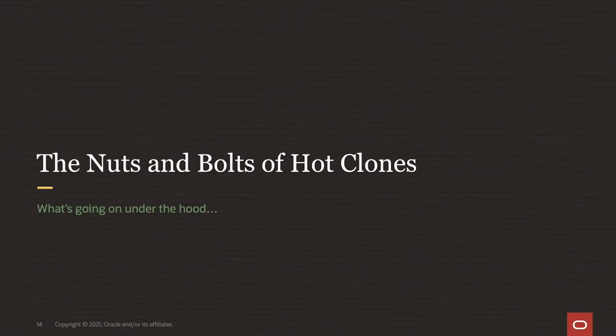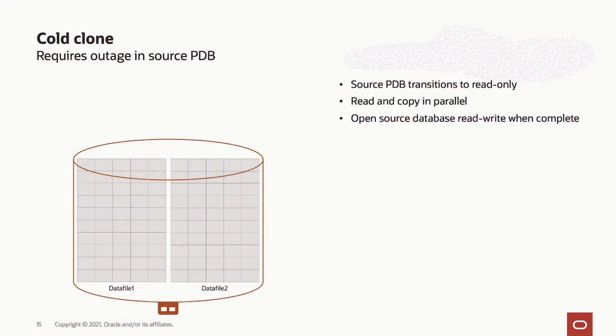This section of the presentation is for the technically minded, to explain what's going on behind the scenes during a hot clone. First, we need to explain what's involved in a cold clone from a technical perspective. A cold clone is a relatively simple operation to understand. The source PDB must be in a quiescent state, hence the term cold clone. Basically, you close it and reopen it in read-only mode. In this state, there are no incomplete transactions and all blocks are flushed to disk.